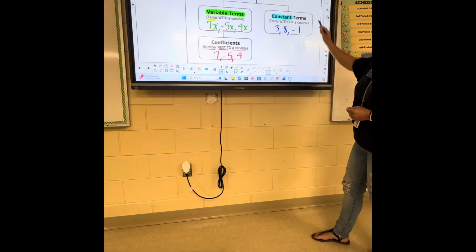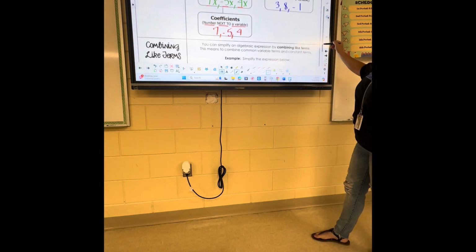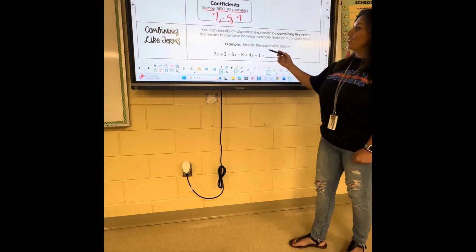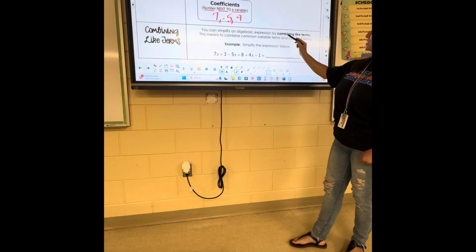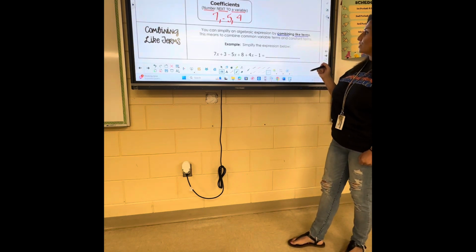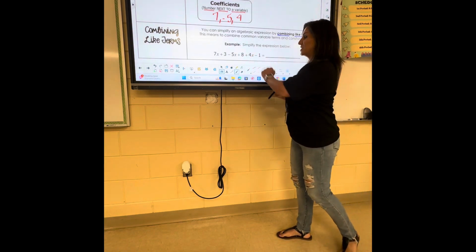All right, as we move on down, so this is the main part of vocabulary that we're going to be working with today. So let's look on down at combining like terms. So you can simplify an algebraic expression by combining the like terms. This means to combine common variable terms and constant terms. So we have the same expression that we just had up there.